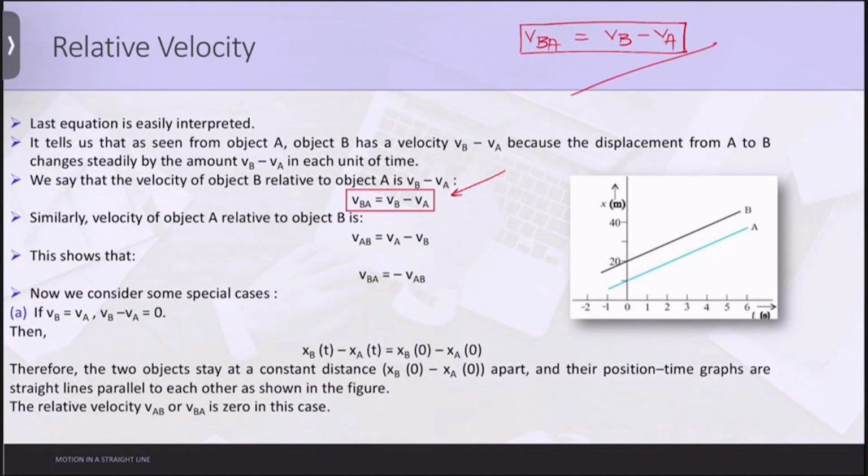Let me stop with this definition only. We will continue this discussion about relative velocity in the next class.